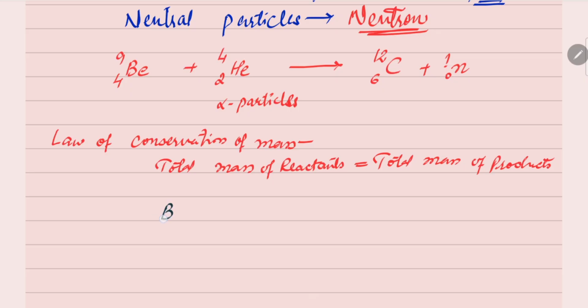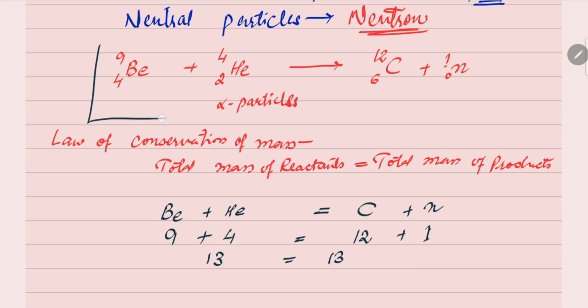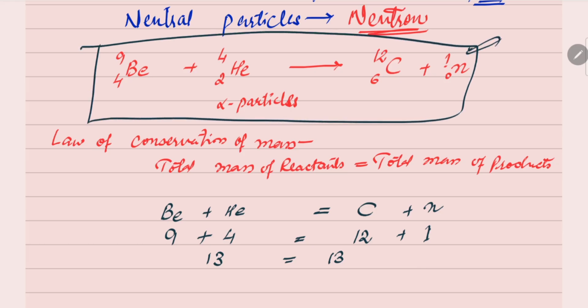We have beryllium and helium in the reactants, and carbon and neutron in the products. Beryllium has mass of 9, helium has mass of 4, carbon has mass of 12, and neutron has mass of 1. Both sides come out to be equal to 13 atomic mass units. So the masses are equal in this reaction. This is how the neutrons were discovered.